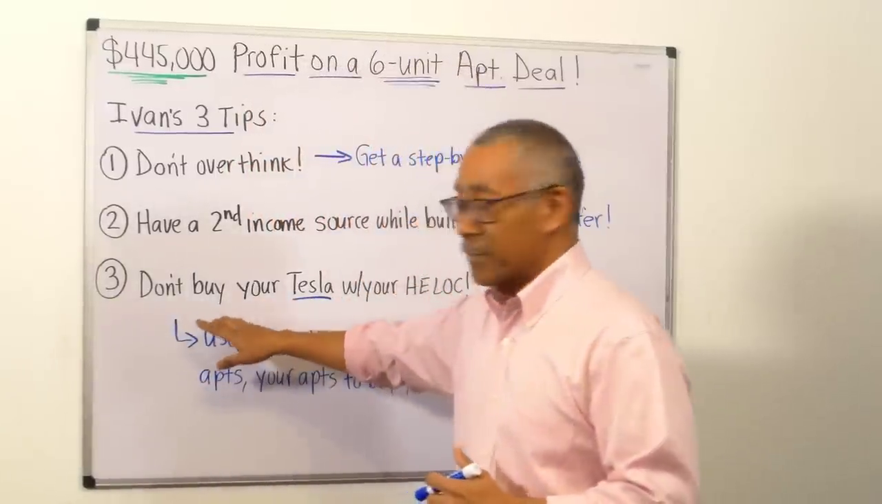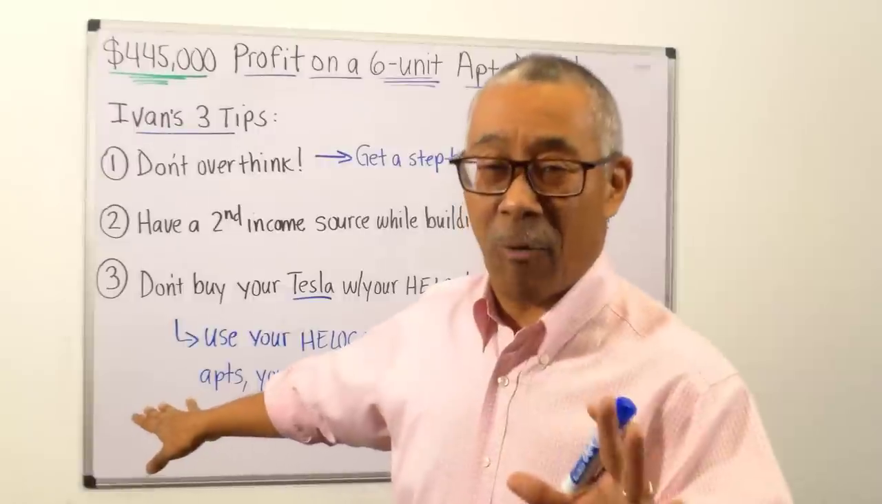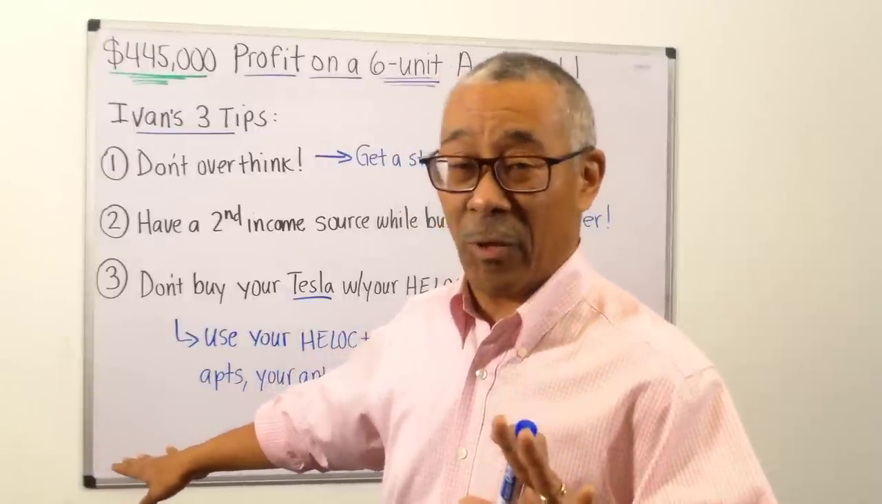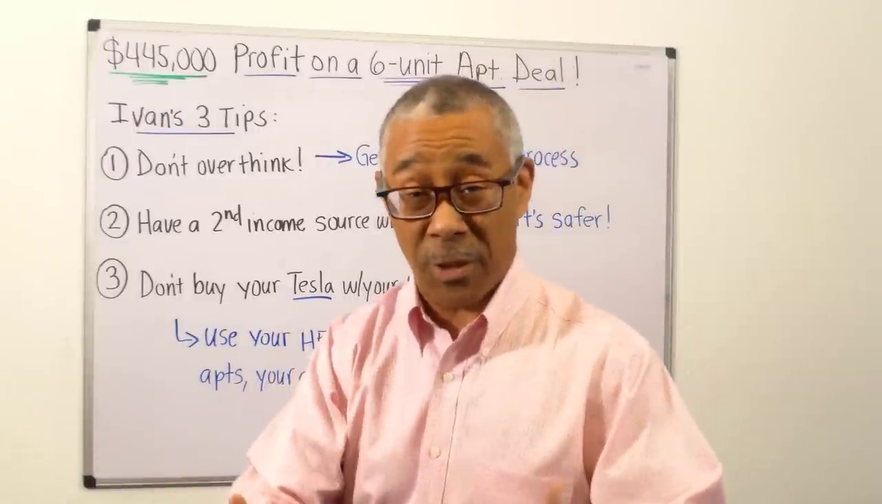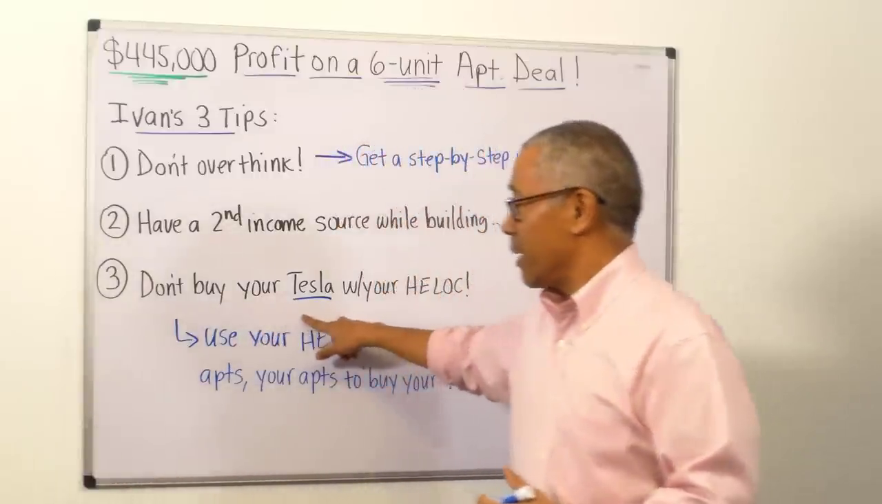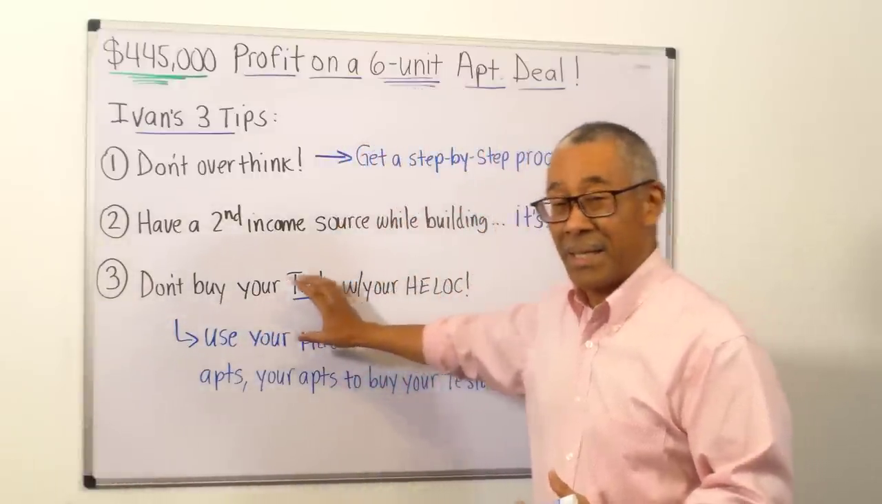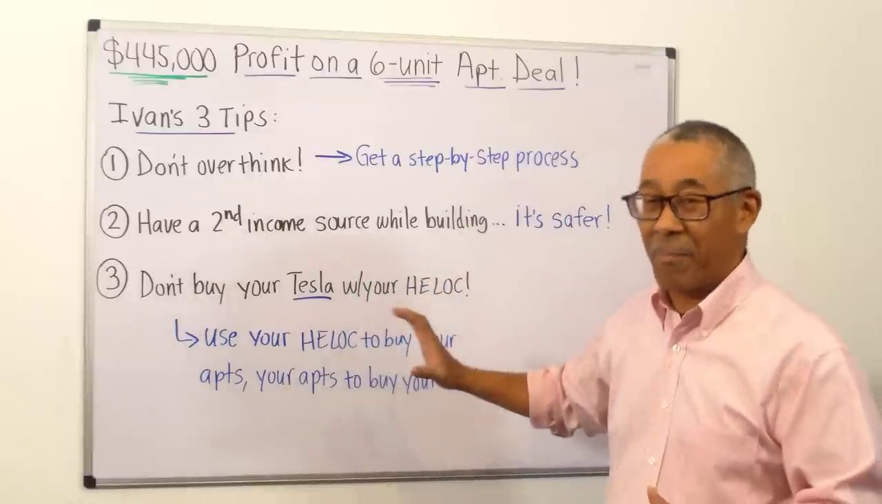Number three, this was not one of Yvonne's tips during the video. This was after the video, what you sharing with me what he was doing. And his tip was to don't buy your Tesla with a HELOC, right? He didn't say this exactly, but that's what he meant, right?